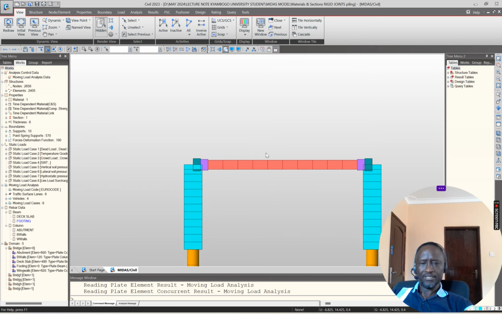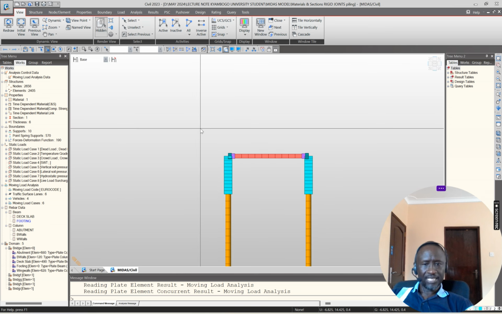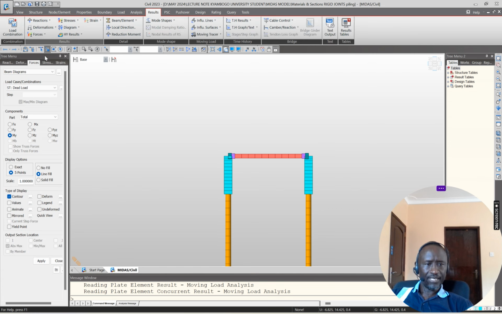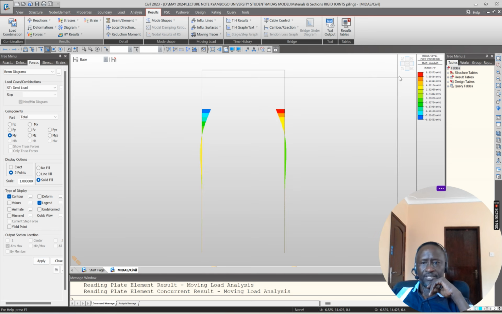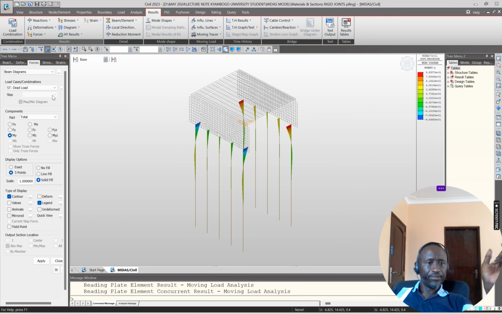This is a rigid connection, and what I'm trying to look at is how the load is transferred downwards, and you can see the response of piling to this kind of arrangement. So basically, that is how our pile foundation looks like, and that is the moment due to dead load.